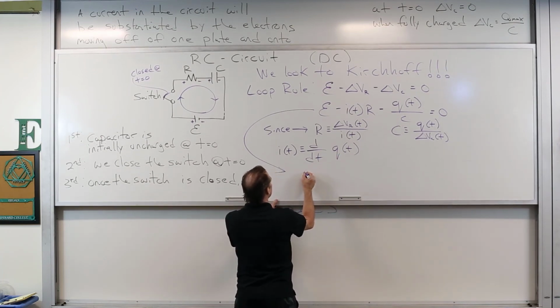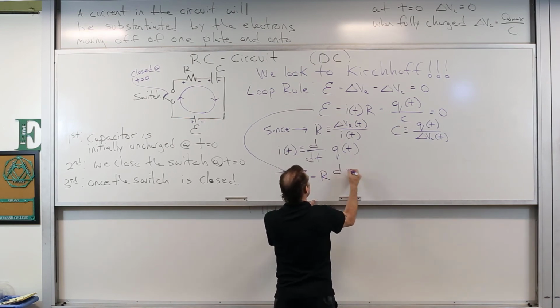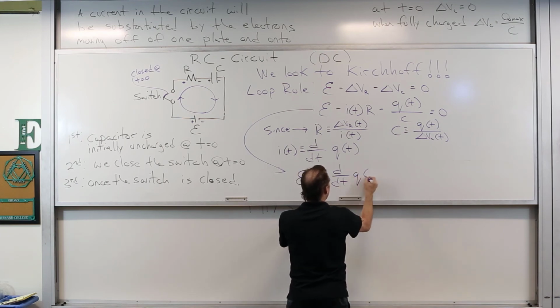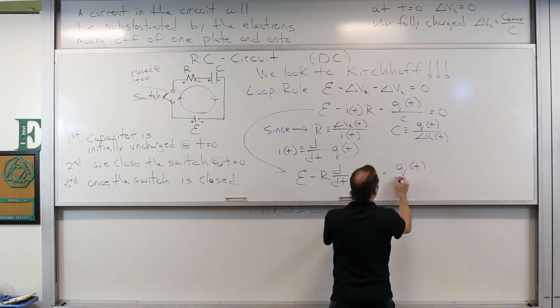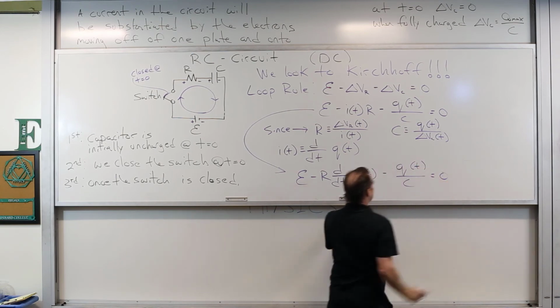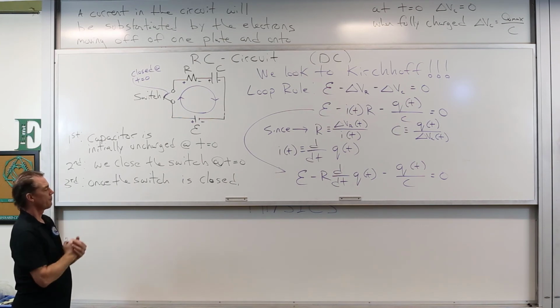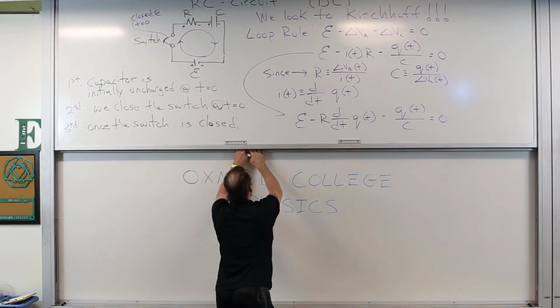as E minus, I'm going to put the R first, R times d by dt of Q of t, minus Q of t divided by C is equal to, that's right, it's equal to 0. So what do we end up with here? Let's take this a little step further.